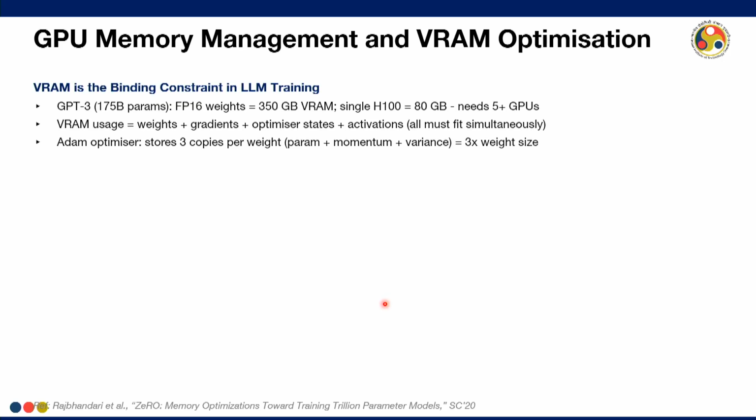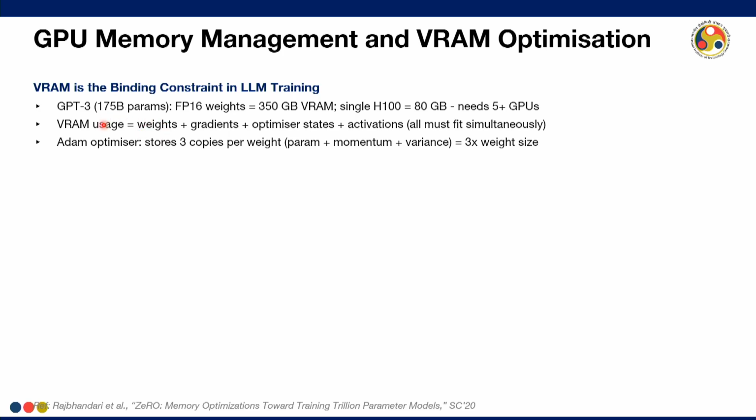VRAM, which we talked about, is the binding constraint for your LLM training. If we want to train GPT-3 with 175 billion parameters, that comes to a total of 350 GB of VRAM requirement. A single H100 has 80 GB, so we need around 5 GPUs to fit the entire model. But the usage is not only the weights but also the gradients, optimizer states, as well as the activations. These four accumulate simultaneously.